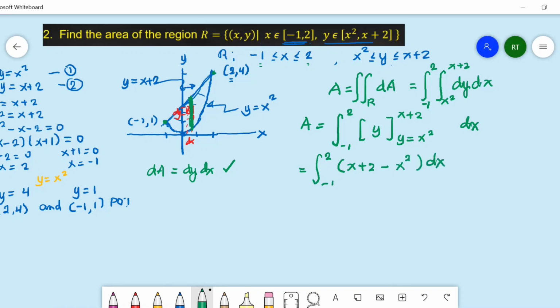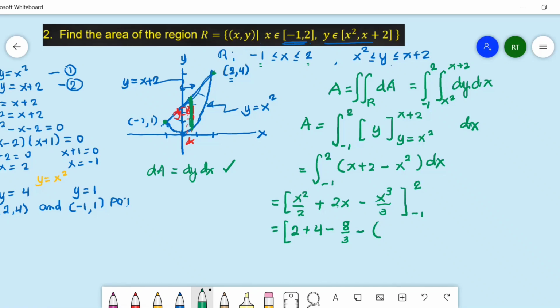So we can now evaluate the integral in x. The integral of x dx is x squared over 2, plus the integral of 2 dx is 2x, minus the integral of x squared dx is x cubed over 3, and we evaluate this from the lower limit -1 to the upper limit 2. When x is the upper limit 2, 2 squared is 4, 4 over 2 is 2, plus 2 times 2 is 4, minus 2 cubed is 8, so we have 8 over 3, minus the value of the integral when x is -1.